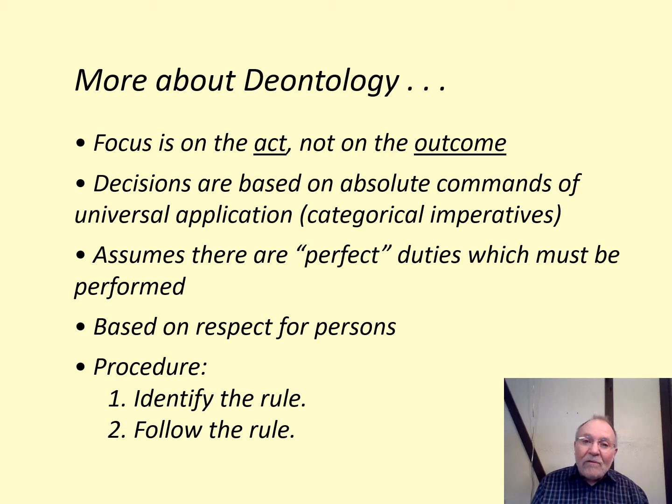So decisions are based on these absolute commands of universal application that he calls the categorical imperatives. And we could go through and identify categorical imperatives that occur in our own lives, but they're ones that generally would exist anywhere, not just in one culture or community. This assumption probably is bothersome when he says there are certain perfect duties, and those perfect duties must be performed. So all of it's based on the respect for persons. It's about treating people well, about treating people the same.